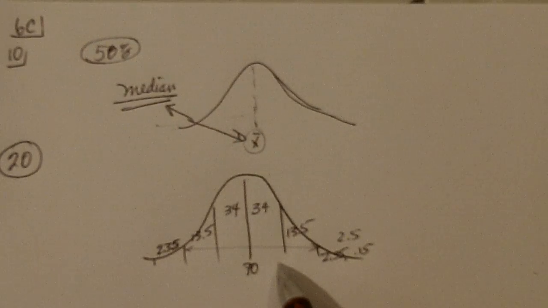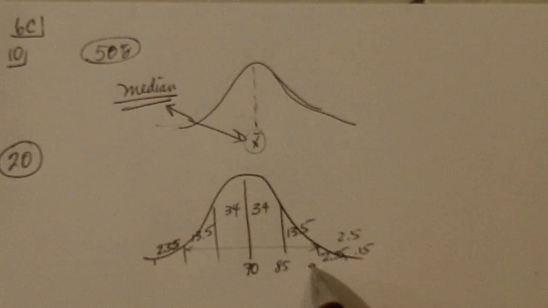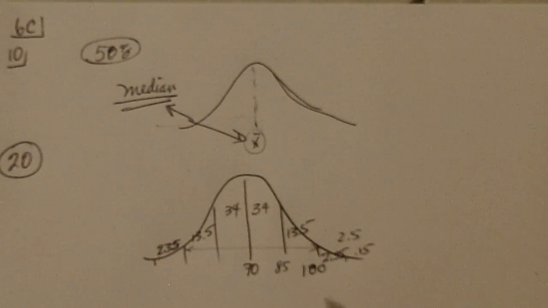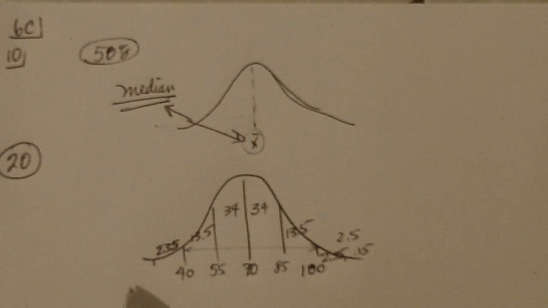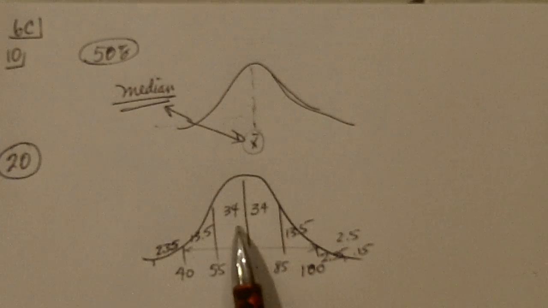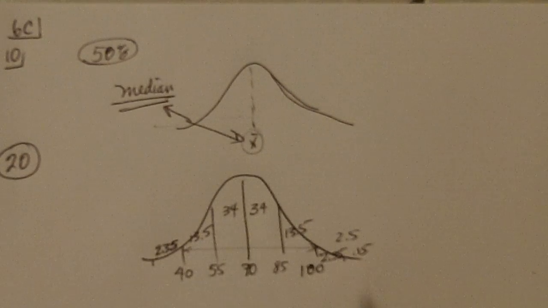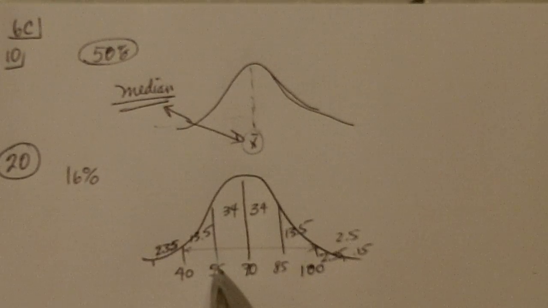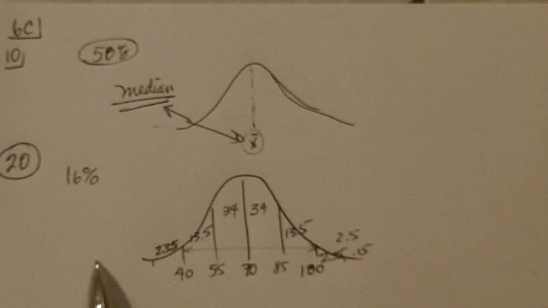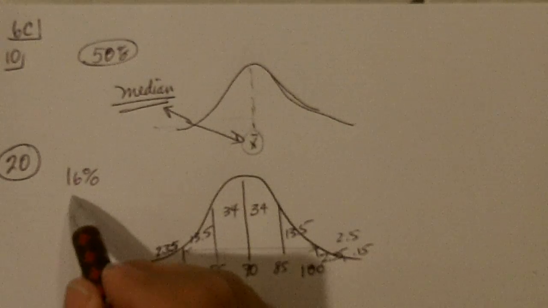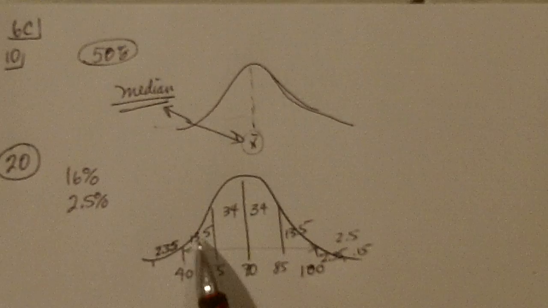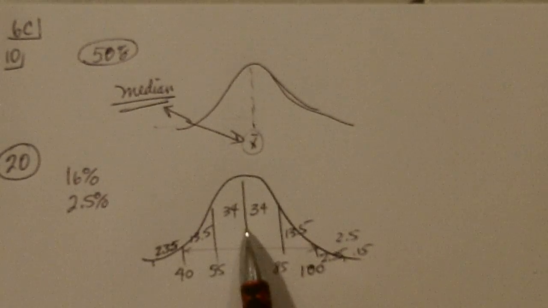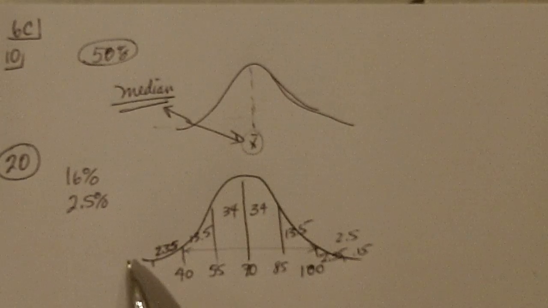So 70 plus 15 is 85, plus 15 is 100, and going down, minus 15 would be 55, and then 40. The next one down, less than 55. Well, there's 50% from there, minus 34. 50 minus 34 is 16%, is less than the 55. B, less than 40. That's the 2.5%, because there's 47.5 from here, so that only leaves 2.5 for less than 40.